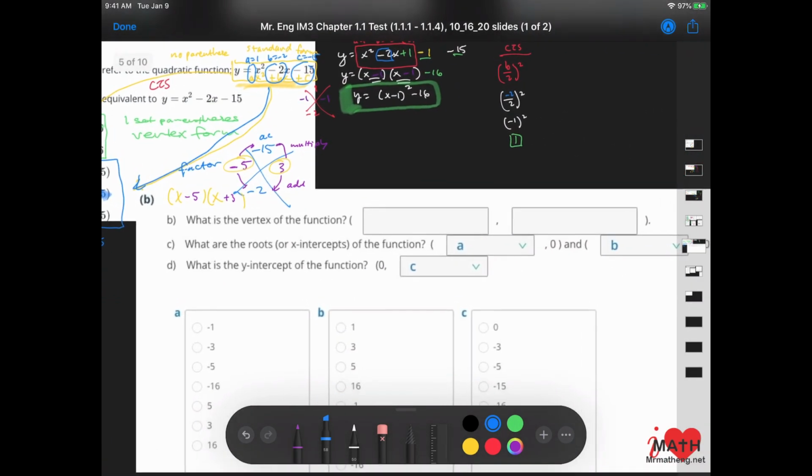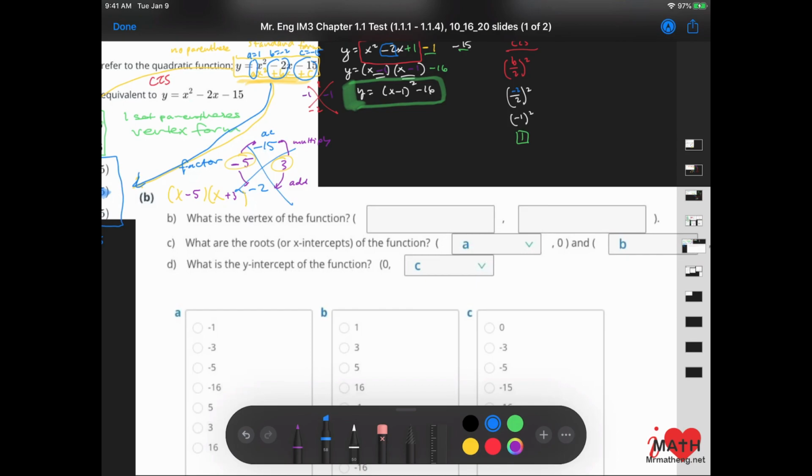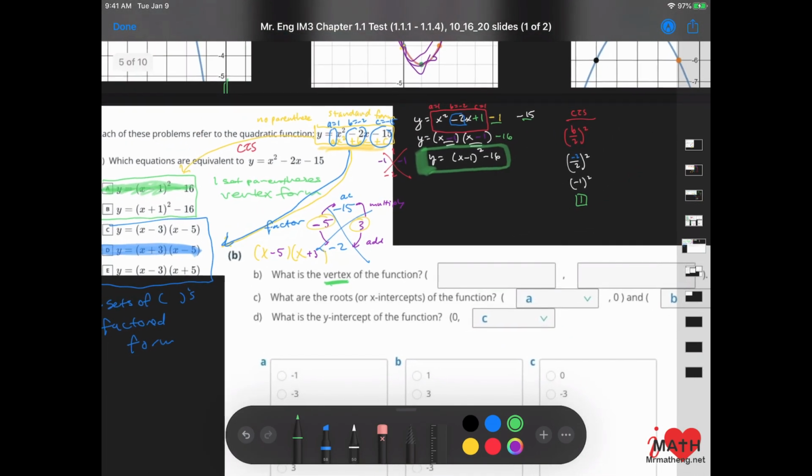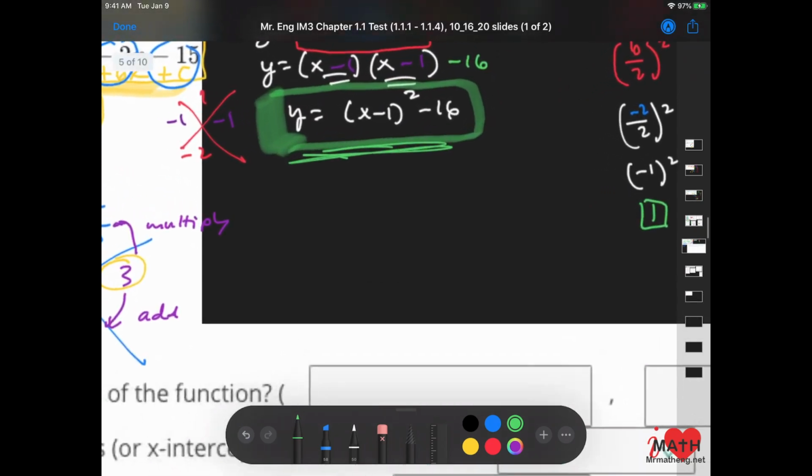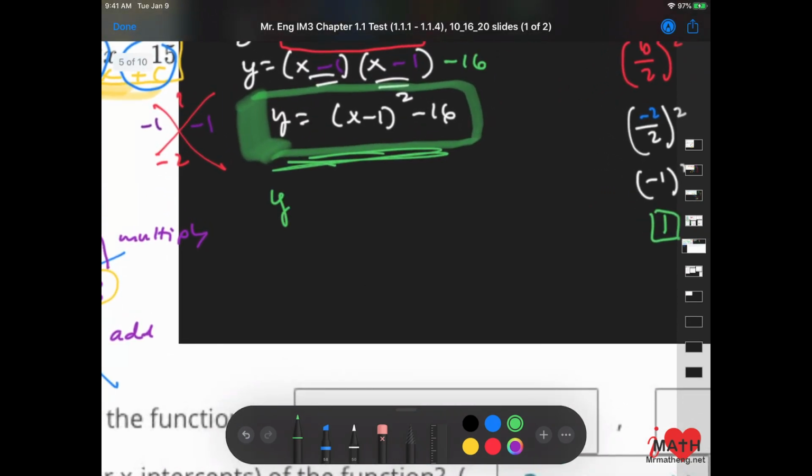Okay. Part B, what is the vertex of the function? Well, think about this. What is the vertex? Well, you already have one of the forms. That's called vertex form in green. So let's go over here and take something from this. What is vertex form? Y equals, from your foldable, guys.